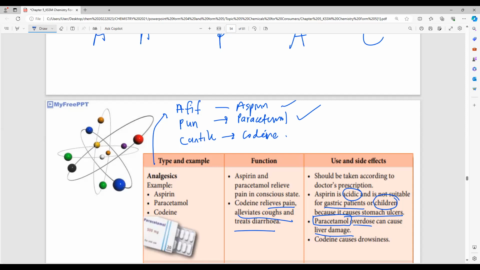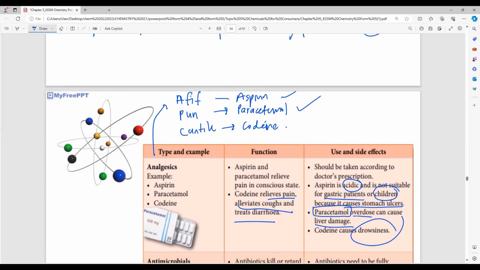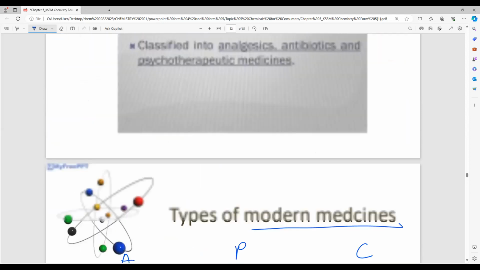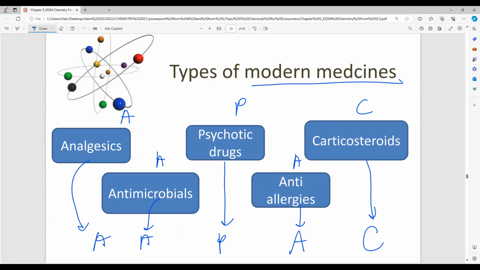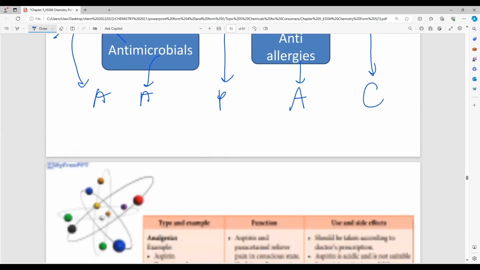When you take cough mixture, what does it make you do? You'll feel very what? Drowsy. Very good. You will feel very drowsy, very sleepy. Correct. Okay. So this is the first one. This is under analgesic. Ready or not? Can I go to the next one? I've done analgesic. Now teacher goes to antimicrobial.